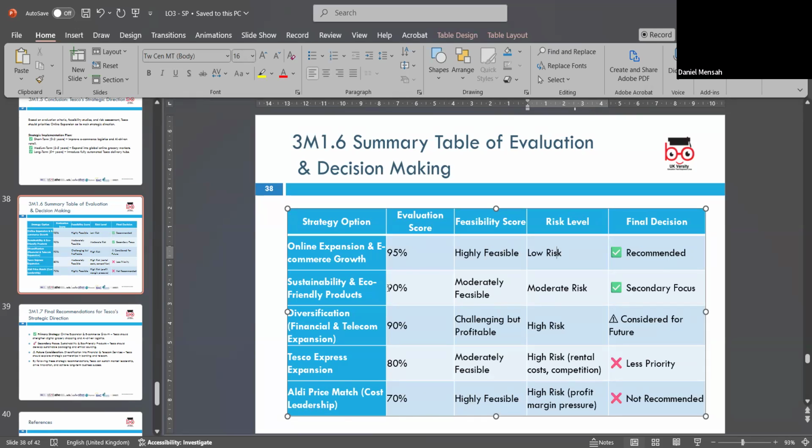If we look at the extreme side, the evaluation score is 20, and feasibility was high. But if you see the risk level, there is a high risk, and then it means it is not wise to go for this option. Okay.